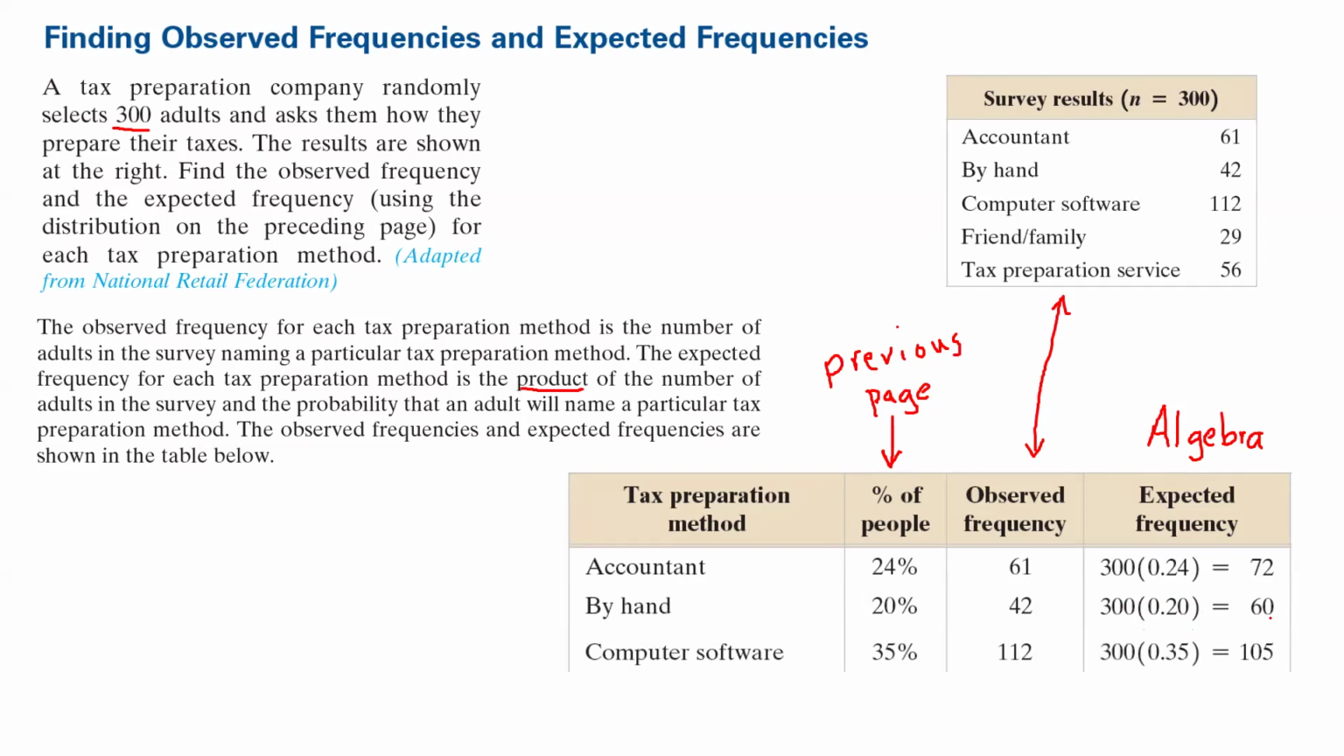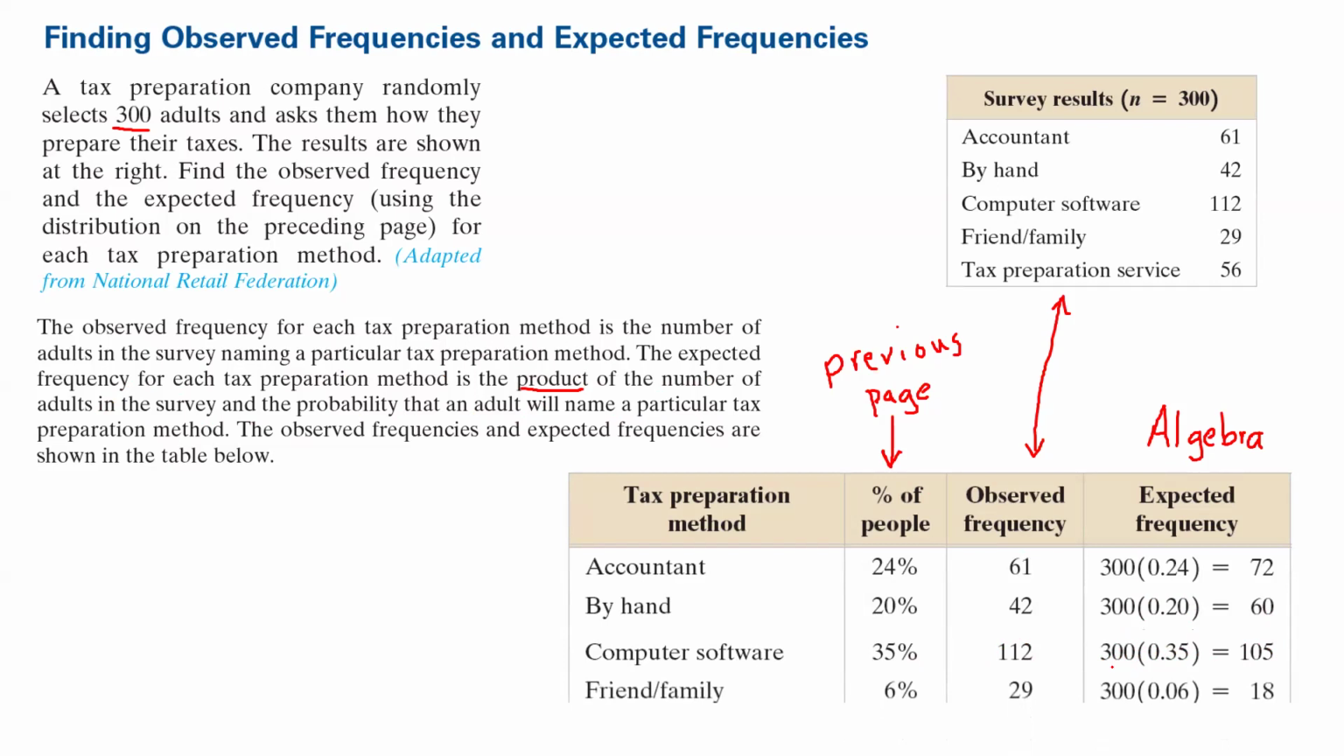Computer software, from the previous page, 35%. Observed frequency, 112. And then the expected frequency, which is the multiplication of, remember, the product of the number of adults in the survey and the probability that an adult will use a particular tax preparation. That's why you do the multiplication here. Remember, from the previous page, we had N times P.